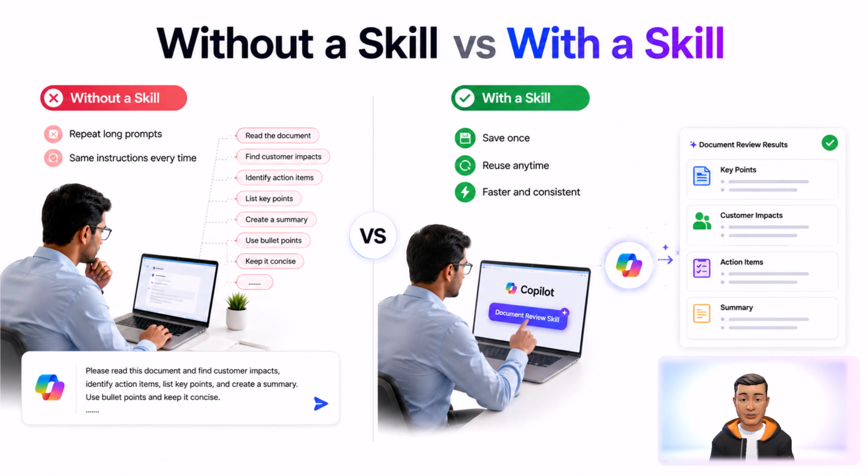Every time you need to analyze a document, you type a long prompt explaining exactly what Copilot should do without a skill. That takes time, and you might forget an important step. With a skill, you save those instructions once. Now you simply ask Copilot to use that saved skill. The same process is followed every time. That is why skills help improve both productivity and consistency.